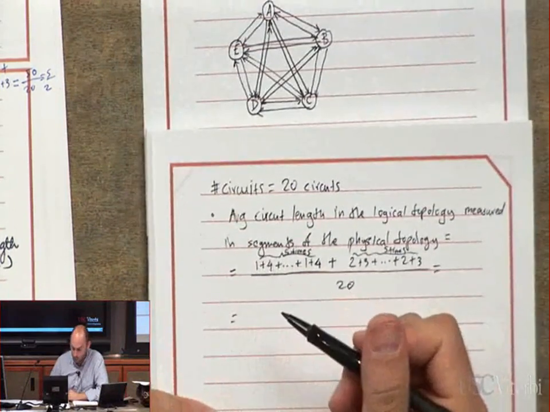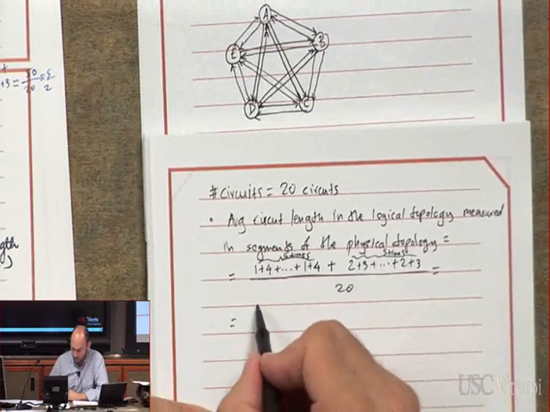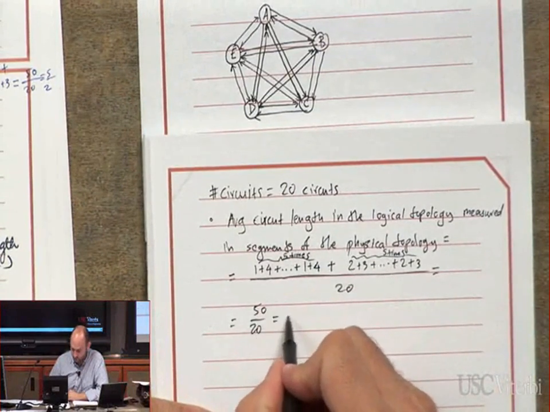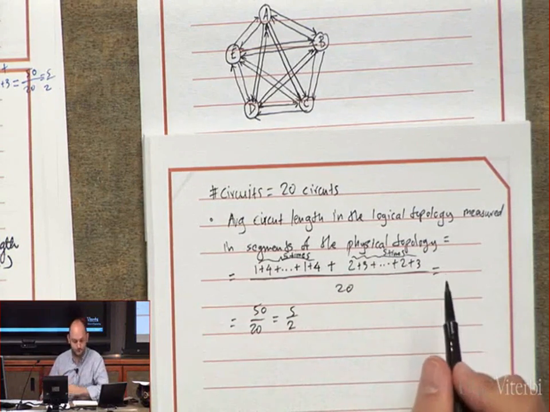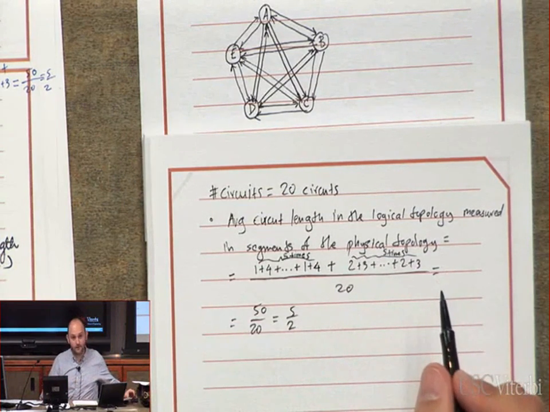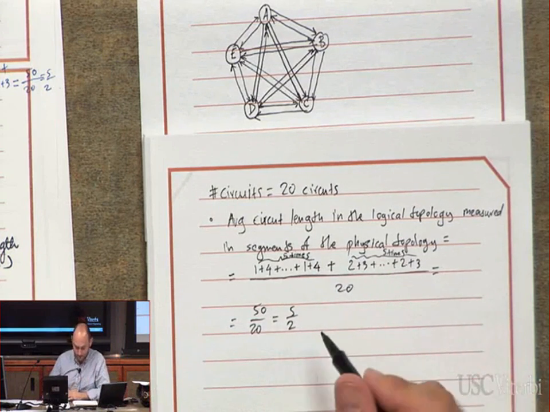And this gives you how much? 50 over 20 equals 5 over 2. Do you agree? All right.